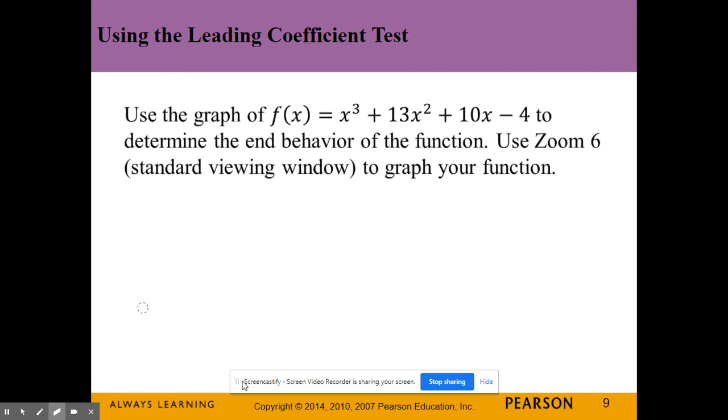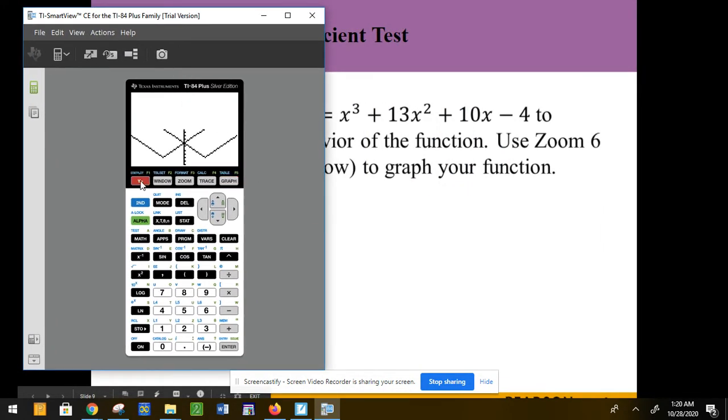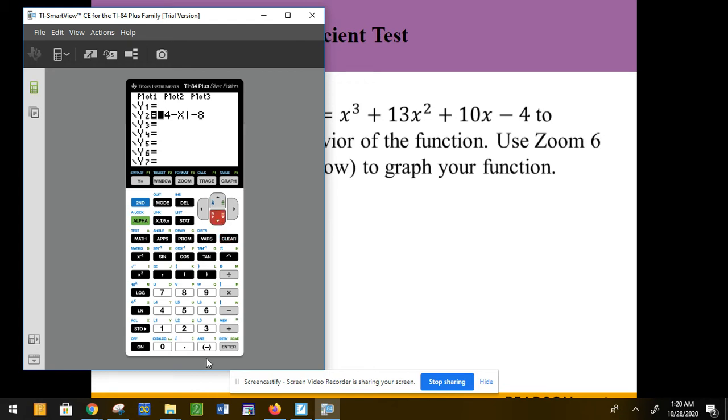All right, use the graph of f of x equals x cubed plus 13x squared plus 10x minus 4 to determine end behavior. So in this case, we'll just graph it and take a look at what it looks like. So in order to graph, just type it in. So x cubed plus 13x squared plus 10x minus 4.